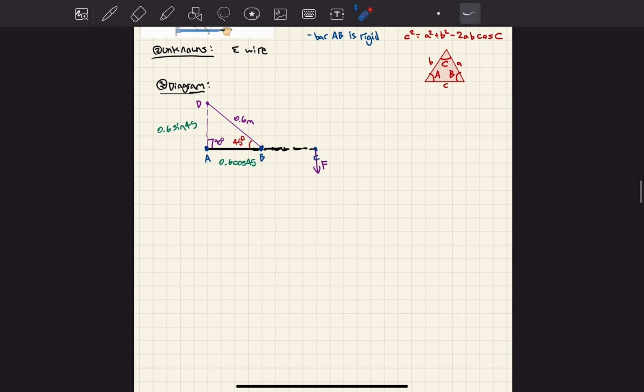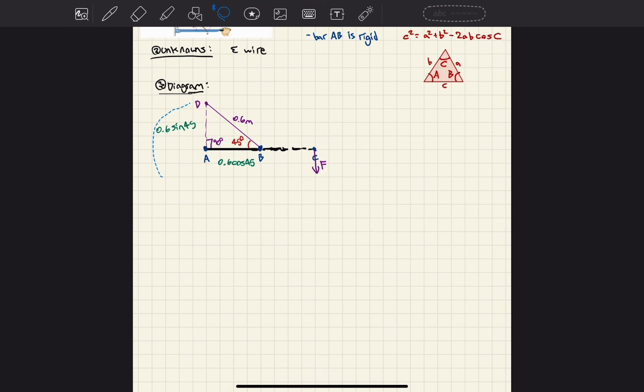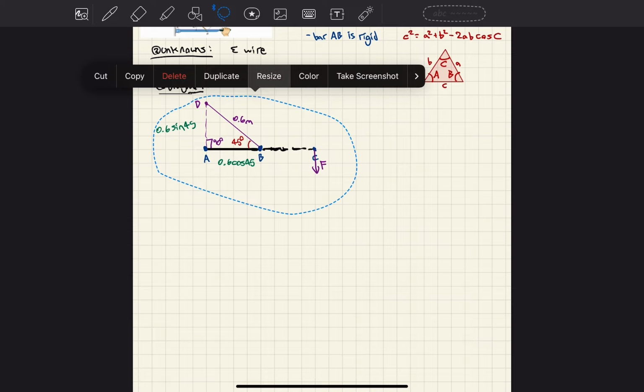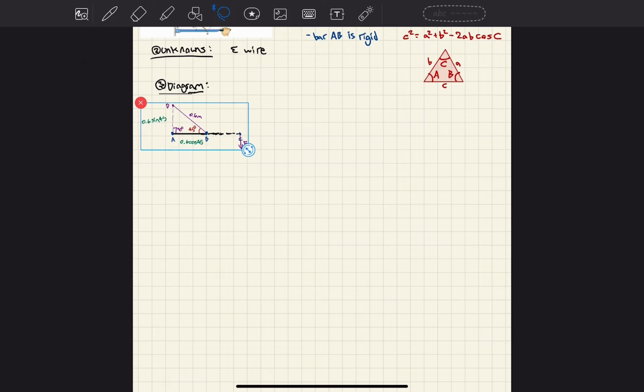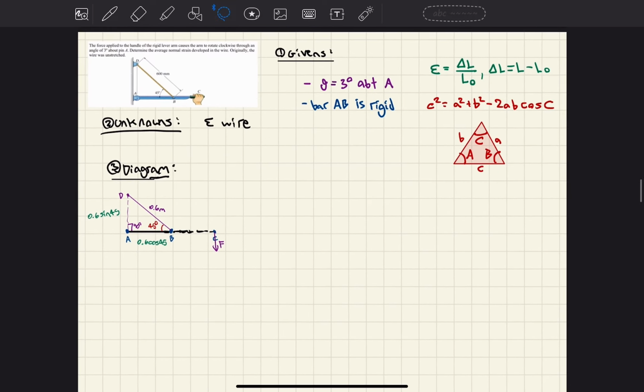Now let's see what happens after, okay? And let's make this a bit smaller. What happens after is that we still have our point A. Actually, let's copy this.